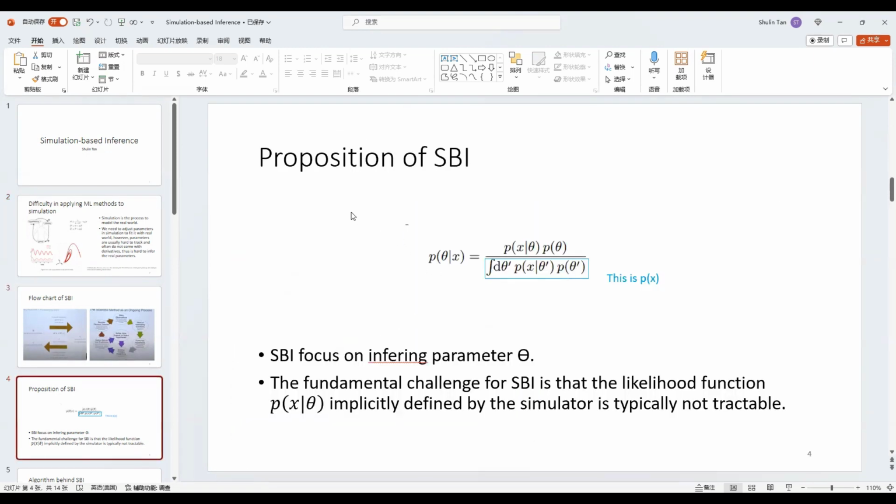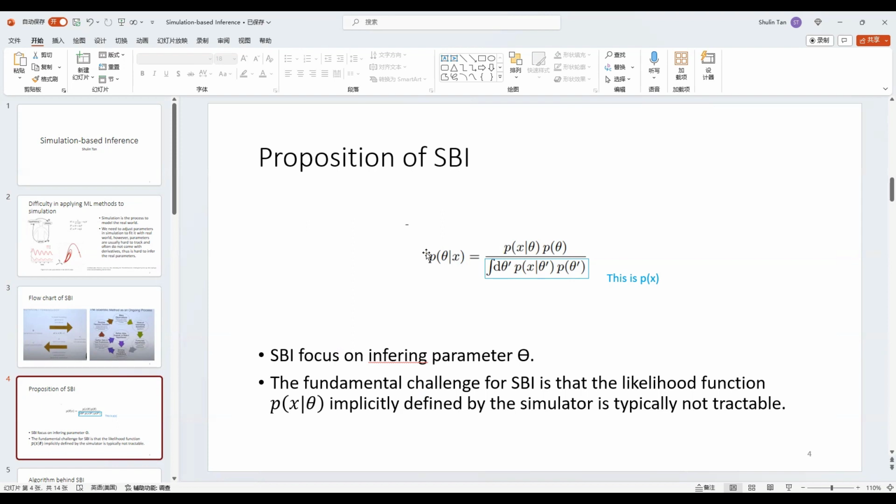If we take a closer look at the function of SBI, this is the base of SBI, which is Bayesian inference. If we want to predict, having observed X, what the parameters theta are, what we can do is multiply.